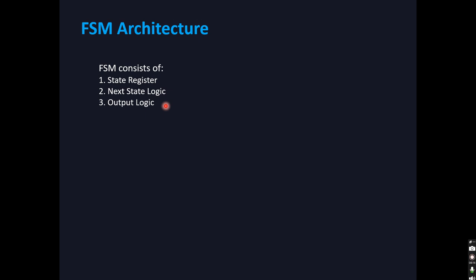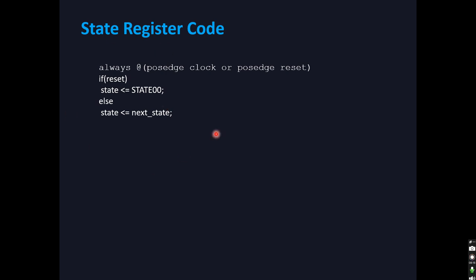We are going to implement them. So this is the minimum. This is for your reference. I am providing the state register code. So here we are triggering it on the positive edge, and you can use the positive edge of reset or negative reset. It's your wish.